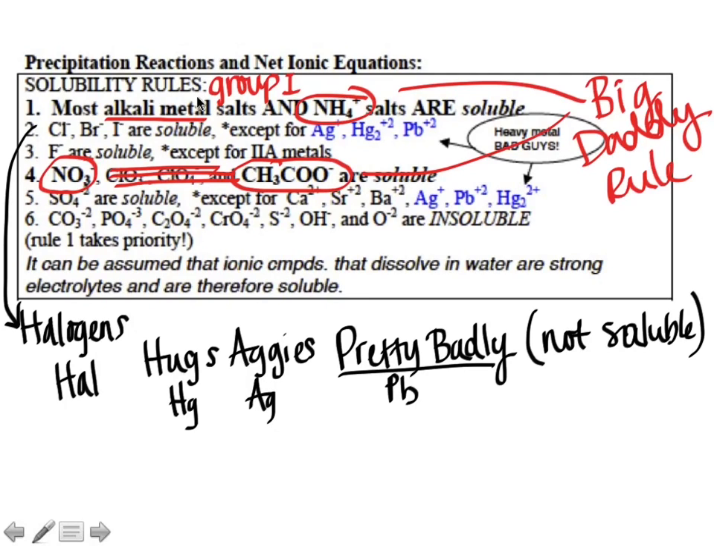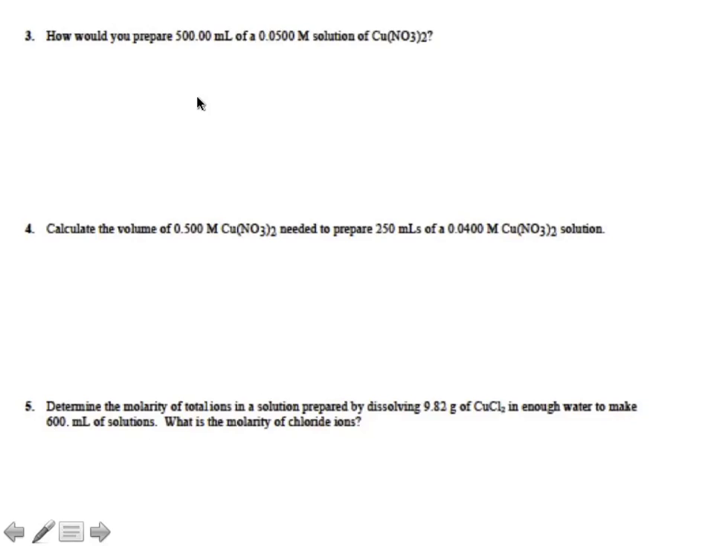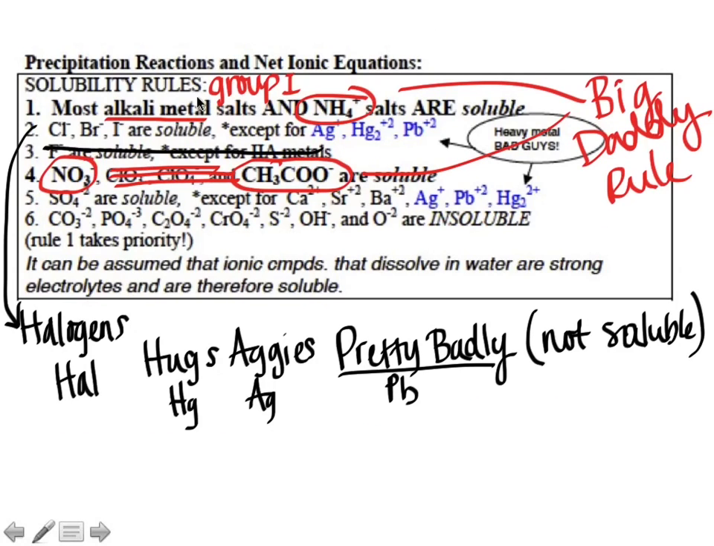Okay? Hal hugs Aggies pretty badly. So if you're a halogen and you are hugging an Aggie pretty badly, then you are not soluble. We're going to go ahead and cross out rule number 3 because that really isn't going to apply to us. So cross out rule 3, and we're going to go to rule 5.